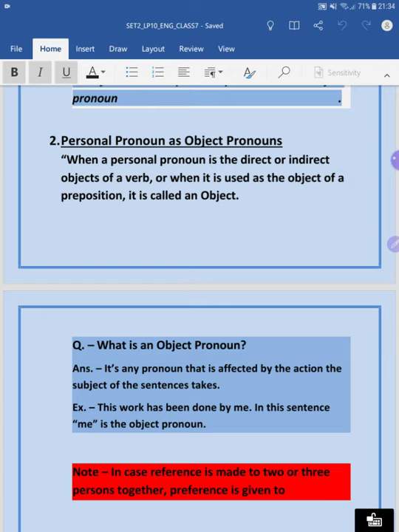So here you can see this work is being spoken about, and who has done this work? It has been done by me. So me here is the object pronoun.